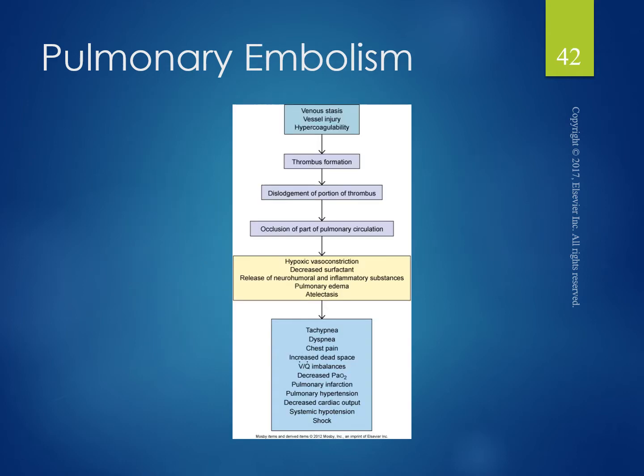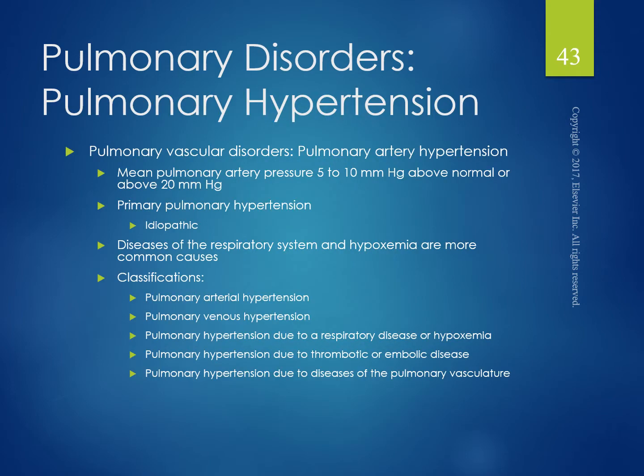This is just a nice outline for pulmonary emboli for you. So pulmonary hypertension is a pulmonary vascular disorder, defined as a mean pulmonary artery pressure greater than 25 mmHg at rest. Pulmonary arterial hypertension is classified into several groups.